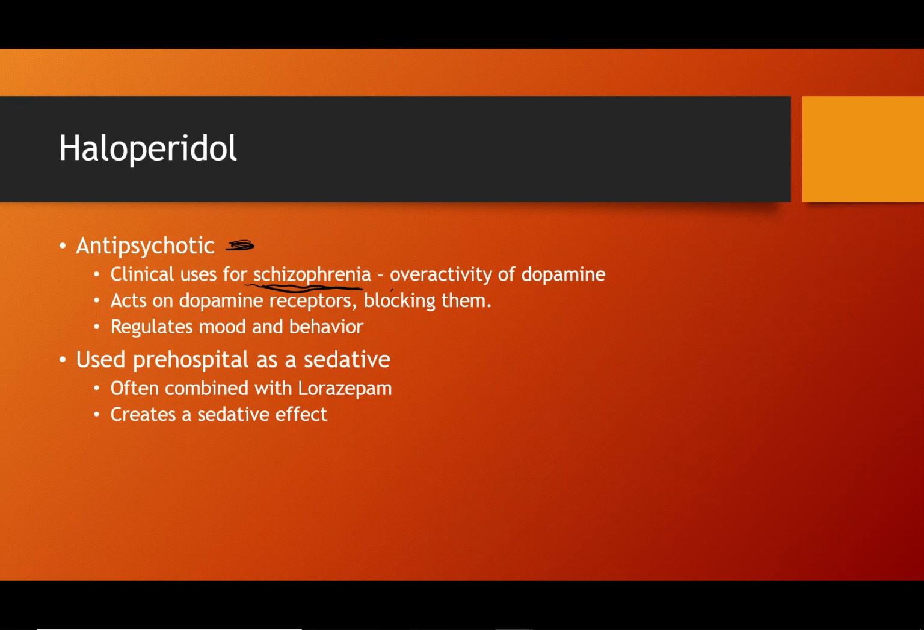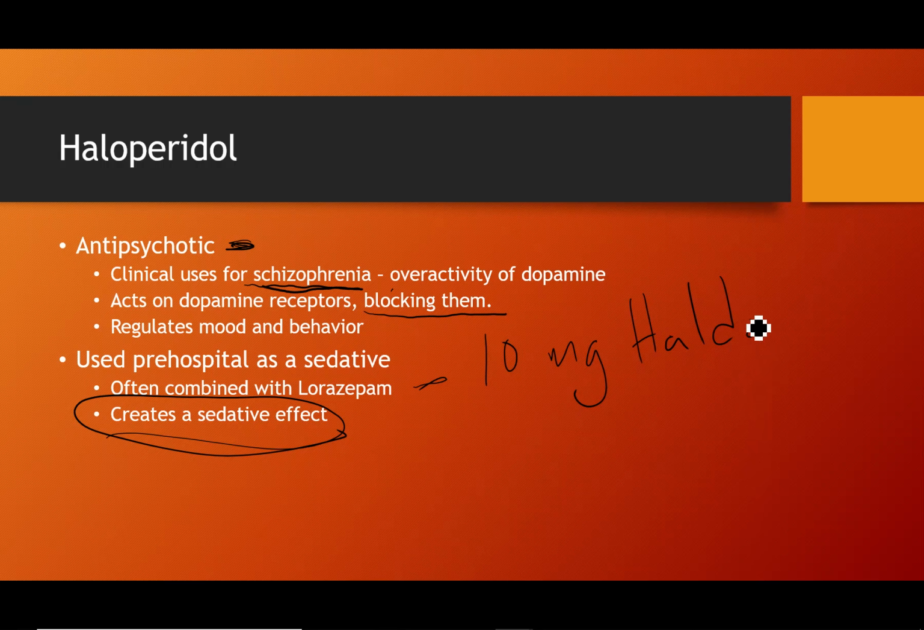Now, what does Haldol do? It blocks the dopamine receptors, and so therefore it regulates the mood and behavior. If we give Haldol at a higher dose, it's going to block obviously more dopamine receptors, and it creates this sedative effect. Often combined with lorazepam, and this is when you hear people say 10 and 2. It's often given 10 milligrams of Haldol and 2 milligrams of lorazepam. You can combine them in the same syringe, so you only have to give an IM injection once, and the patient receives an IM injection.